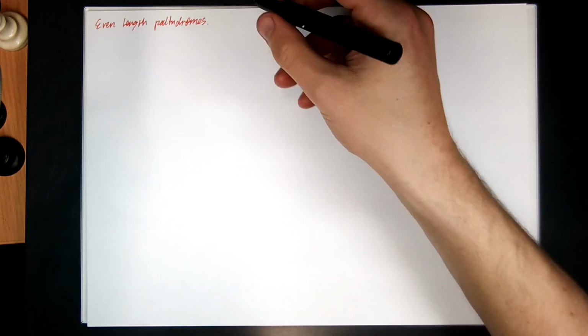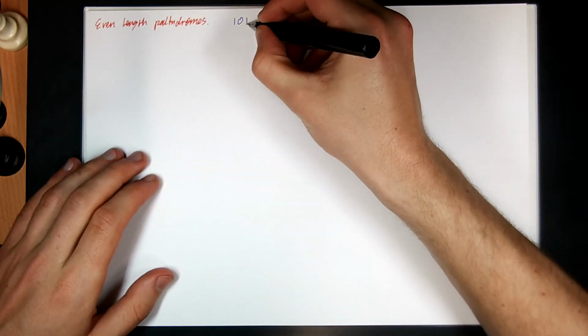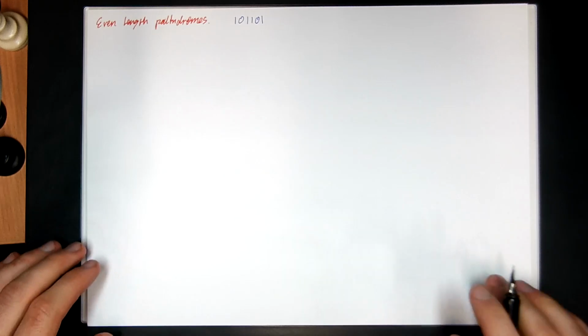Okay, so now let's consider another problem. Writing a Turing machine that only accepts any palindrome of even length. Okay, so palindrome of even length, what's an example? 101101. So how can we write such a machine to recognize these strings?